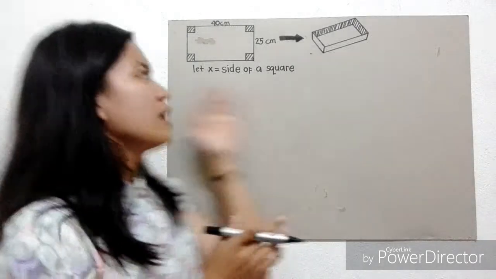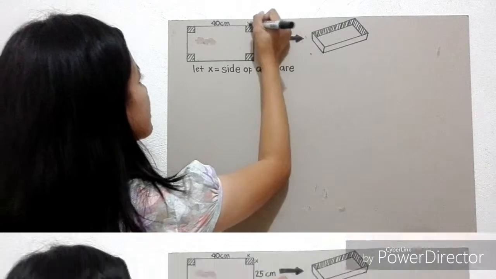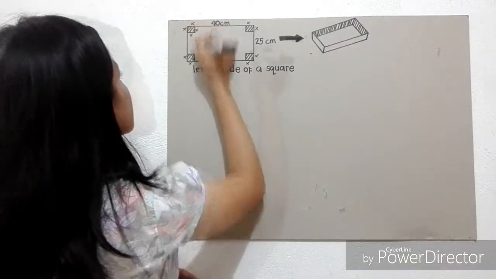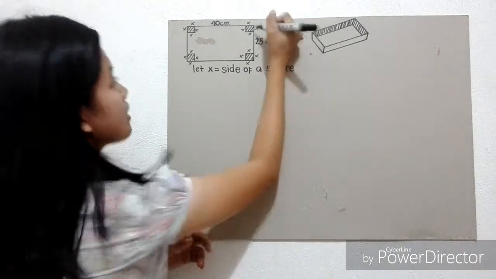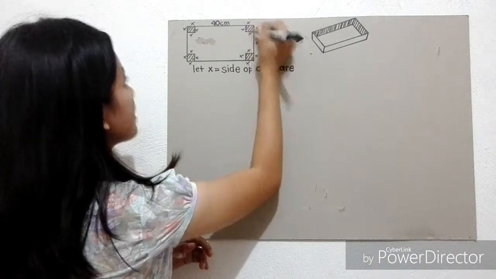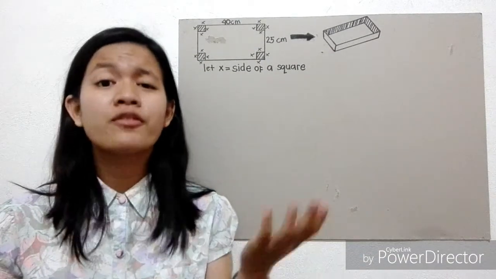Now we have x as the side of our square. So these sides will become x. It means that whatever the side of these parts is will also be the sides of all the squares. Now let's move on to getting the value of that x.